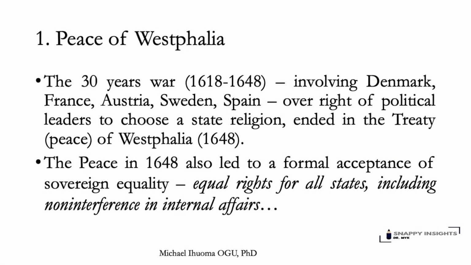Between 1618 and 1648, there was what we call the Thirty Years' War in Europe, where countries were basically fighting over whether or not there should be a state religion in those countries: Denmark, France, Austria, Sweden, and these countries. Within those 30 years, there was basically a war to determine whether or not a state religion was going to be in place. Now in 1648, that war came to an end with a treaty, which is called the Treaty of Westphalia, or the Peace of Westphalia, as you might want to call it.